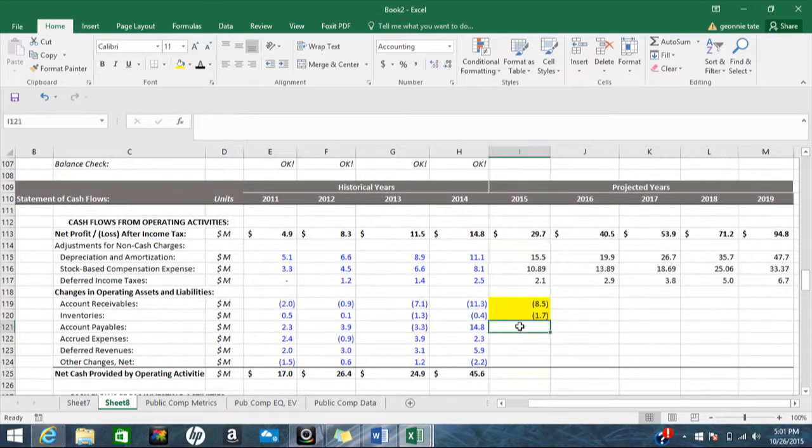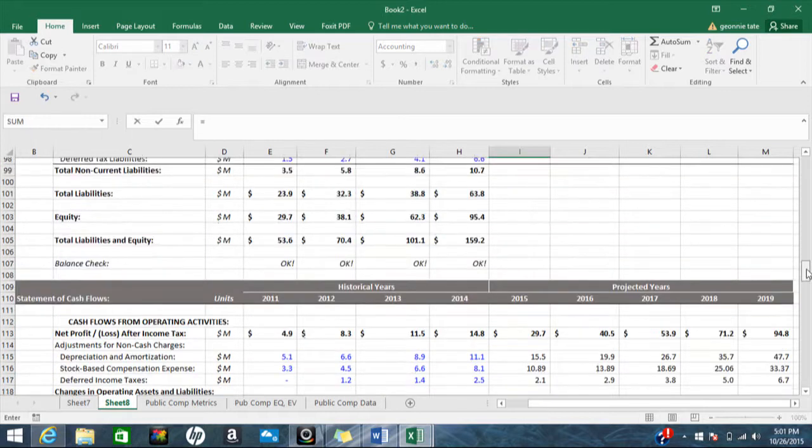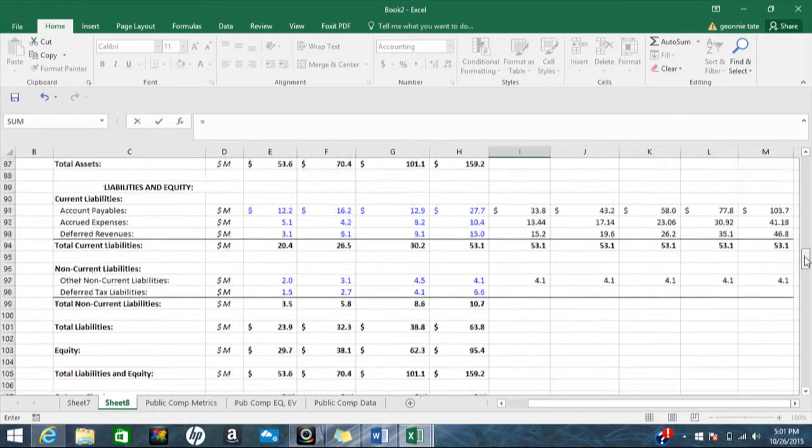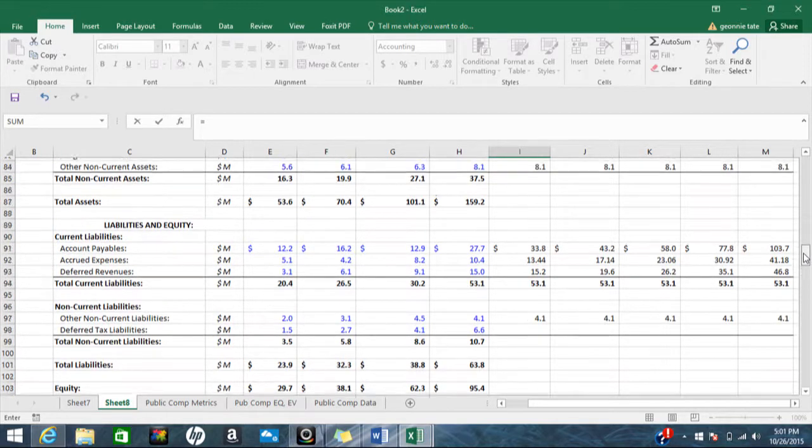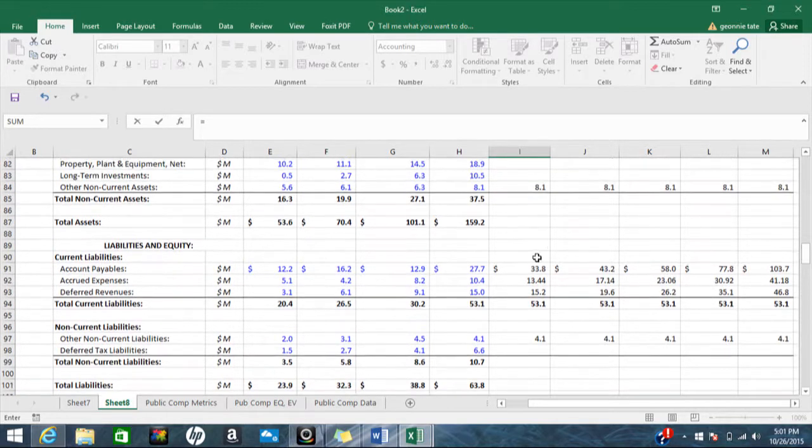And now it's time to go to the accounts payable. And now you'll do the opposite, because it's on the liabilities and equity side. You will take the current minus the previous period.